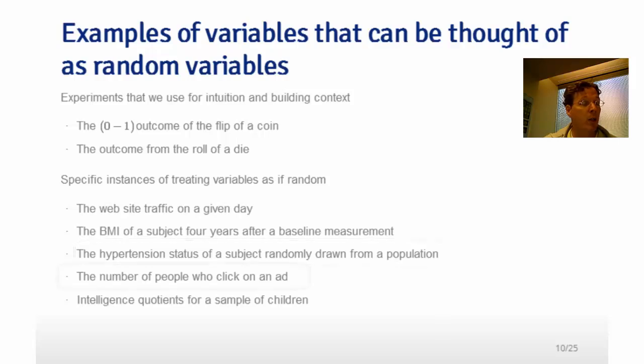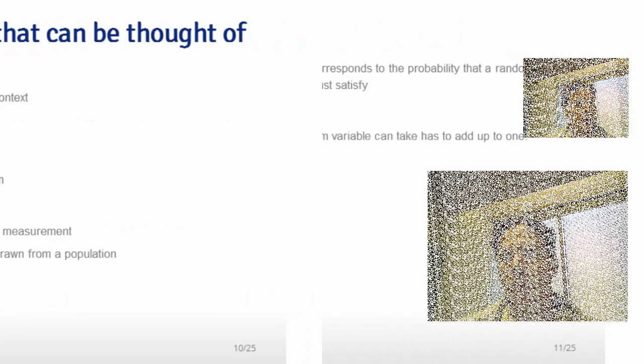The number of people who click on an ad, again, is another discrete random variable, but an unbounded one. But still, we would assign a probability for 0 clicks, 1 click, 2 clicks, 3 clicks, and so on. Intelligence quotients are often modeled as continuous.